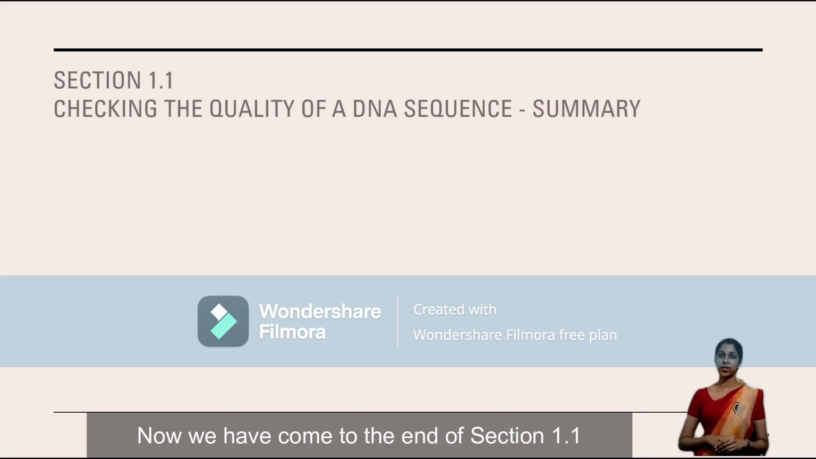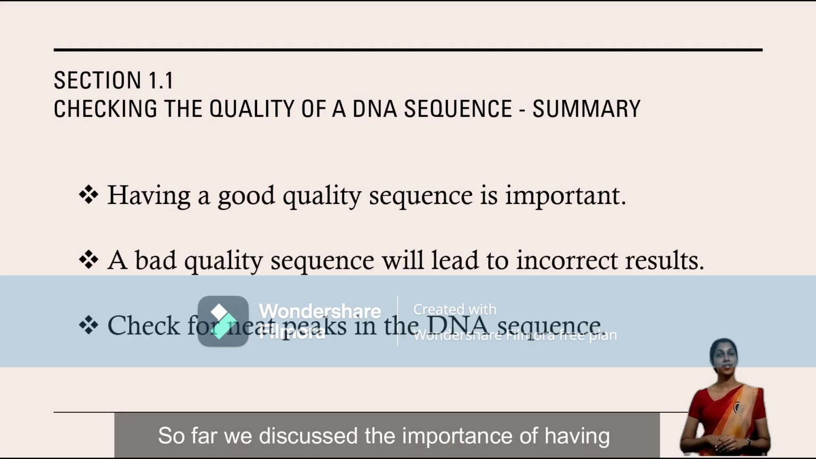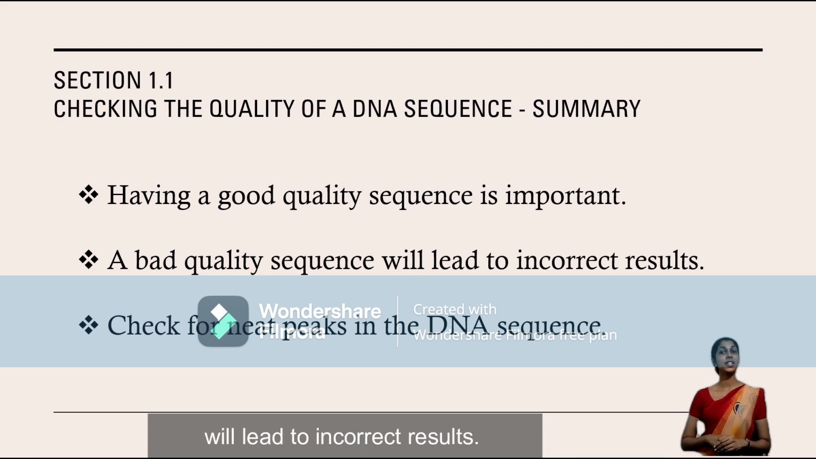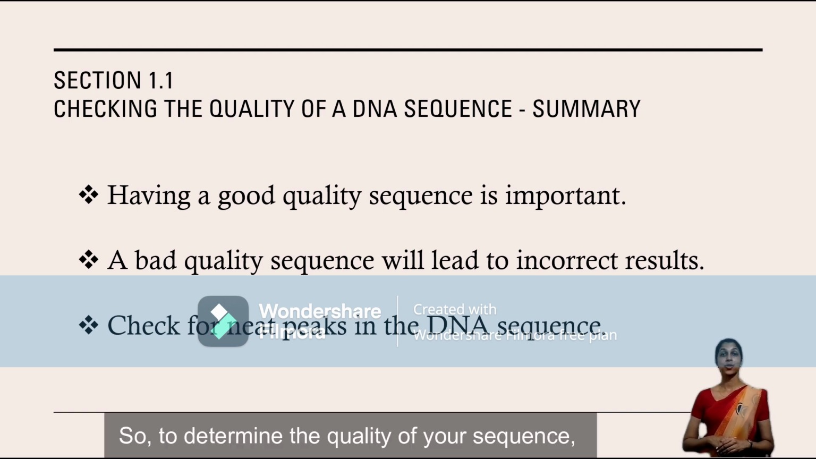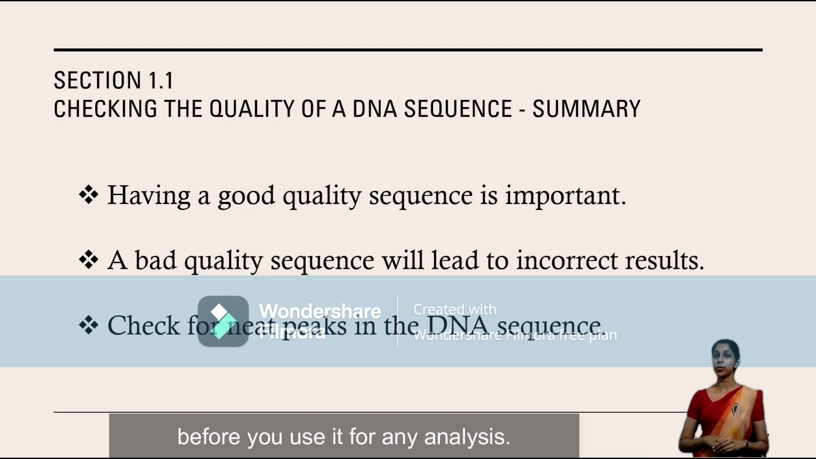Now we have come to the end of Section 1.1. So far, we have discussed the importance of having a good quality sequence, because a bad quality sequence will lead to incorrect results. So to determine the quality of your sequence, you need to check for neat peaks in the DNA sequence before you use it for any analysis.